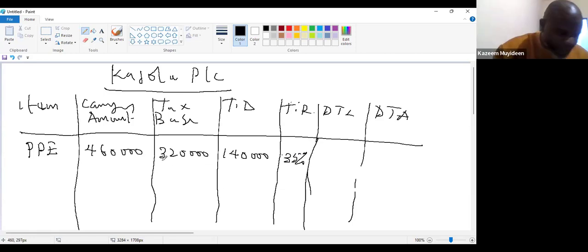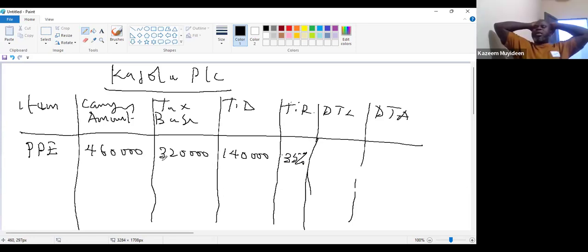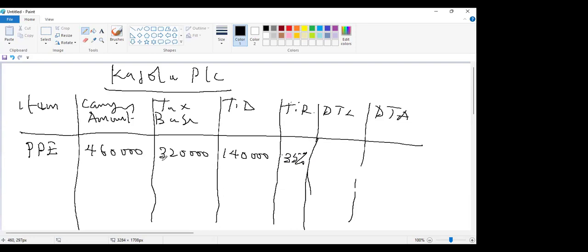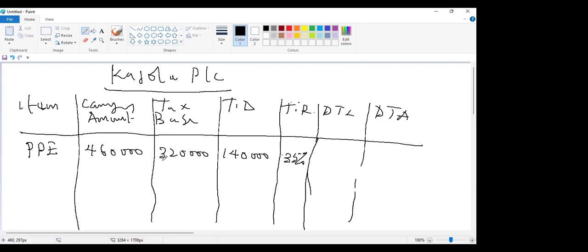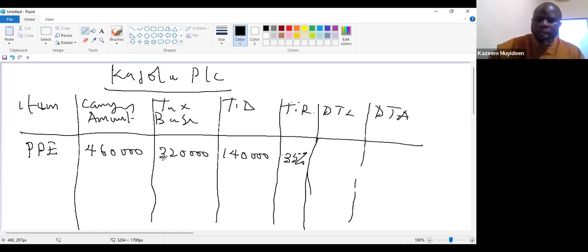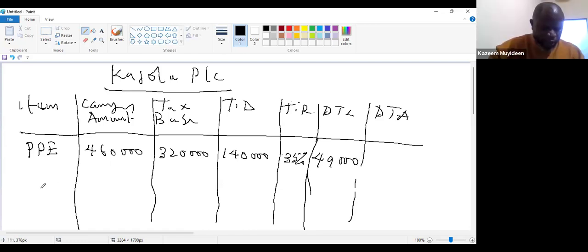So I will now use the new tax rate, just like our petrol. The government announced the change in the petrol price and it became effective on that day. So I now say 140,000 times 0.35. That will give me 49,000. Then next one, we have creditors receivable.